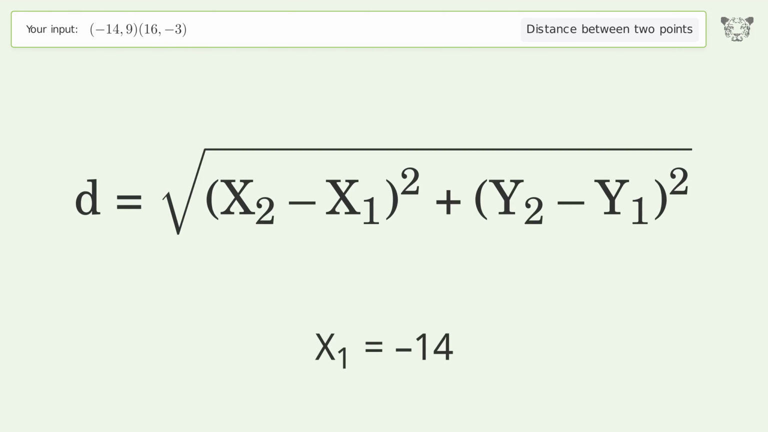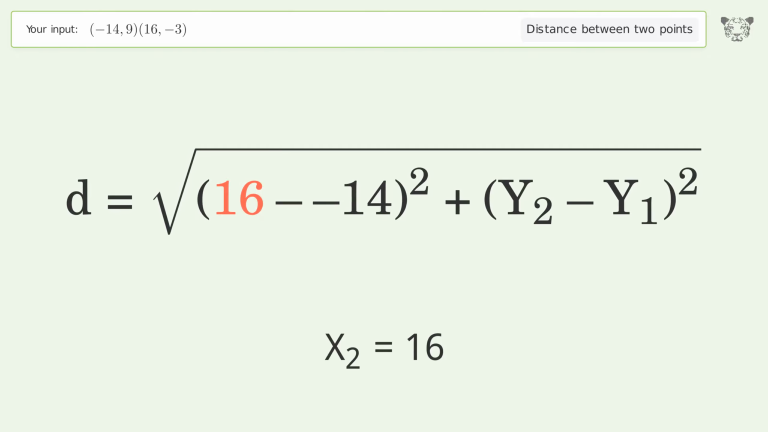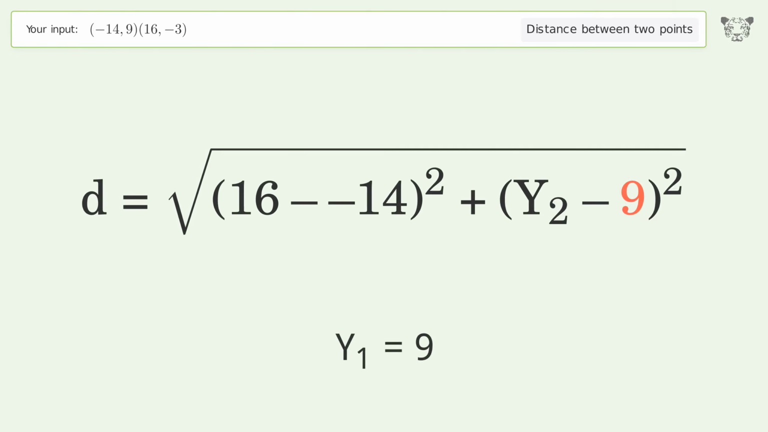x1 equals -14. x2 equals 16. y1 equals 9. y2 equals -3.